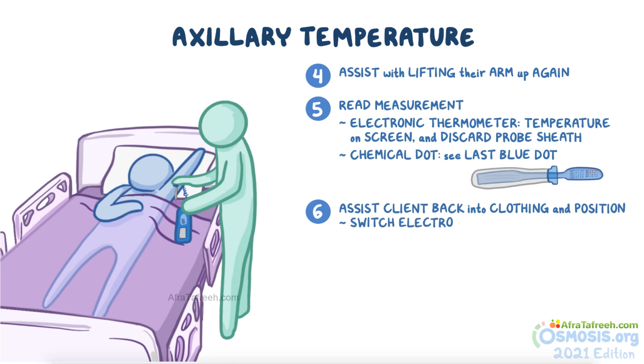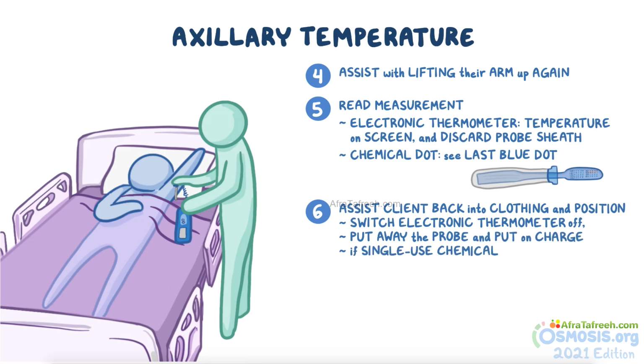Finally, switch the electronic thermometer off, put away the probe, and put it on charge. If you've used a single-use chemical dot thermometer, discard it. Otherwise, you can put a reusable one back into its case.